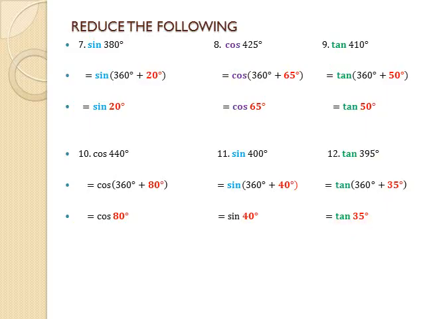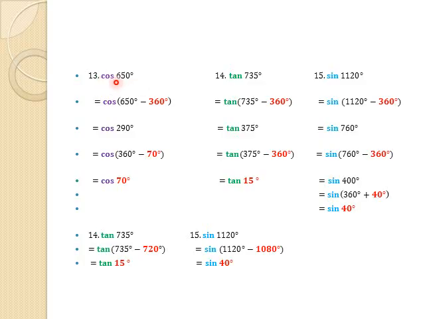Right, let's look at the next problems. Now we have cos 650. If I remove a 360, it is always to ensure that I get an angle that's 360 degrees or less. So 290 is the same as saying 360 minus 70, which falls in the fourth quadrant. In the fourth quadrant, cos is positive. So that simply becomes cos 70.